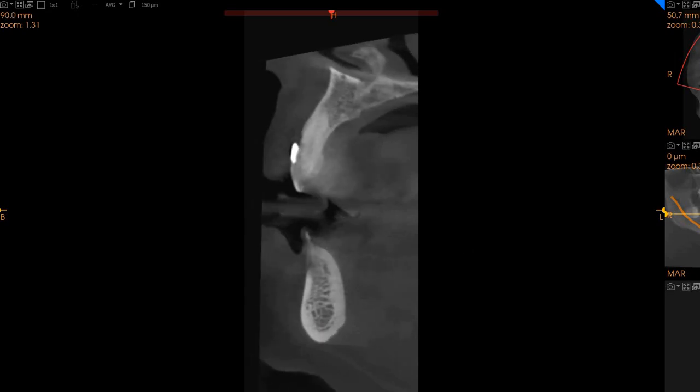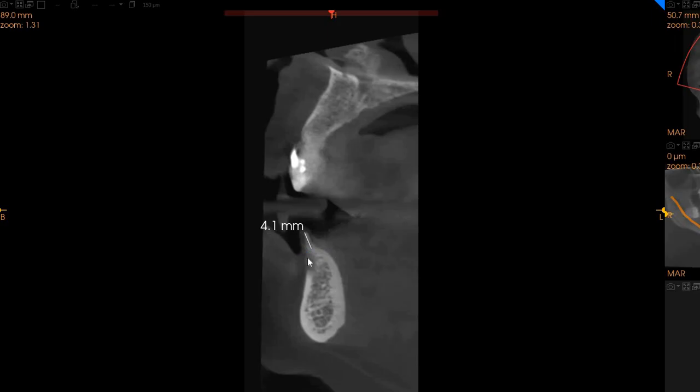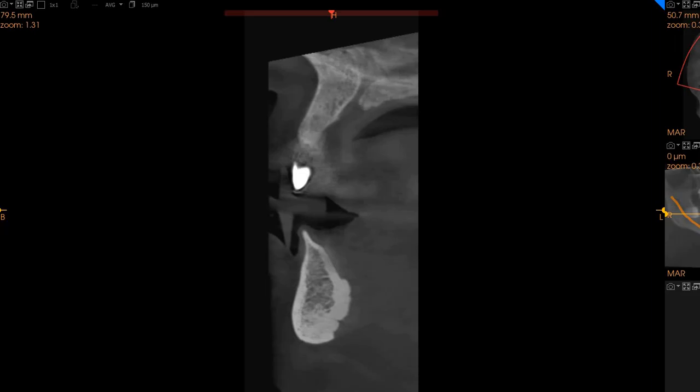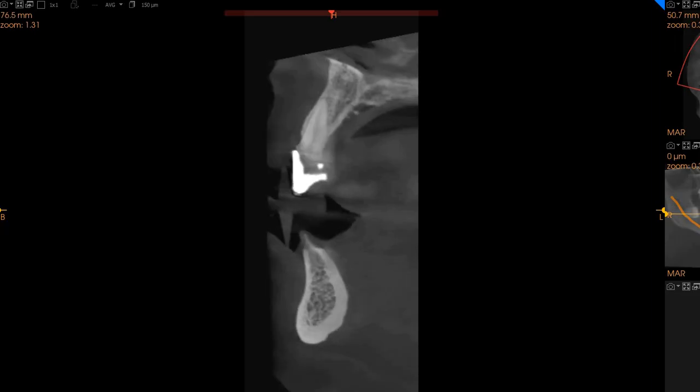Just in the canine region, again, we've got a very thin ridge. If this thin ridge is removed by 4 millimeters, then we've got a ridge width of approximately 6, and an implant can be placed here comfortably. The lower anterior segment definitely does not support any bone. We've got a very thin ridge at the crest.